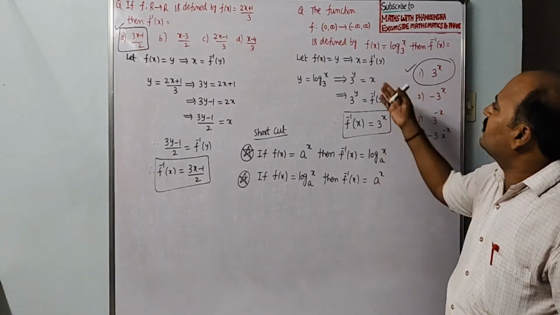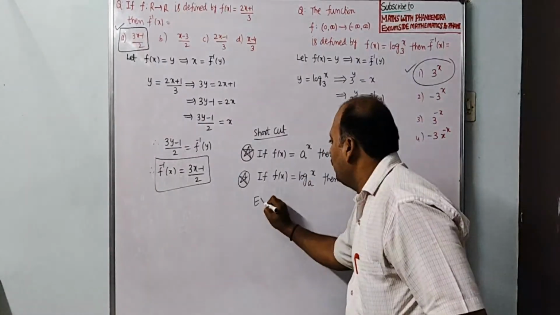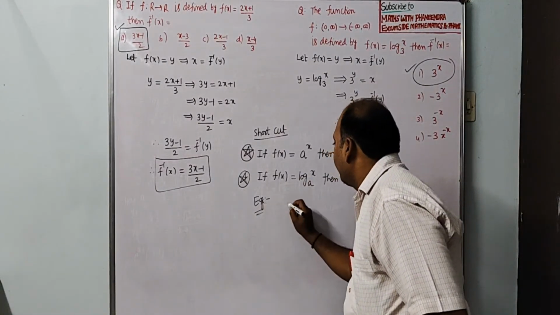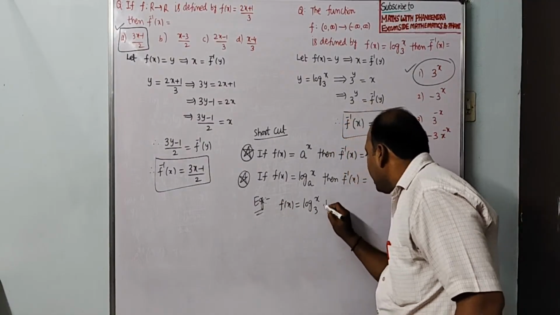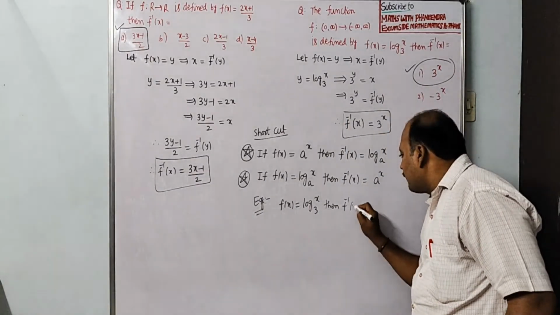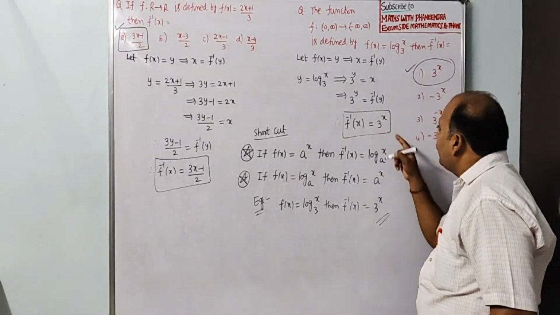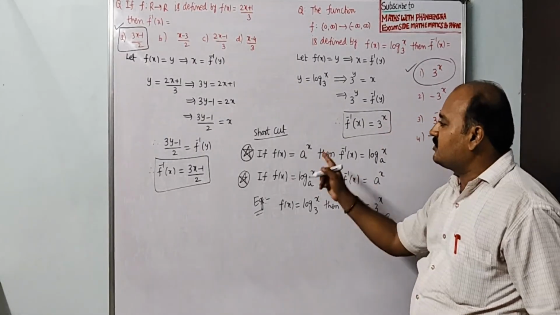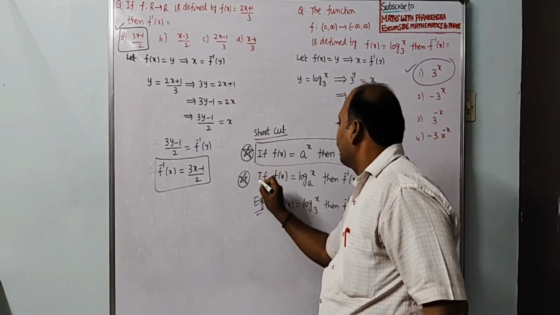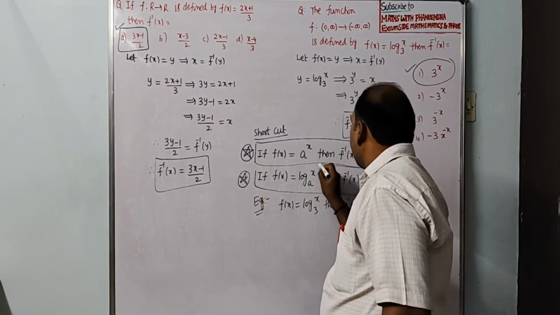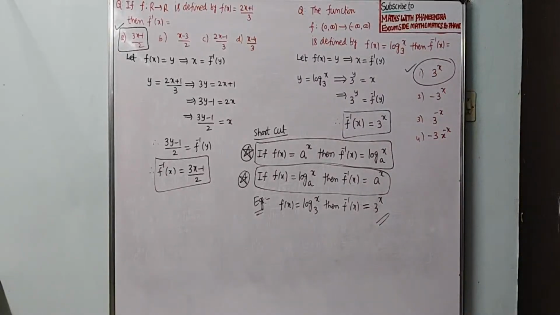Best example this only. F of x equal to log x to the base 3, no? So example, f of x is equal to log x to the base 3 now. Then f inverse of x equal to 3 power x. That's what we got as the answer by the procedure. But this is a shortcut formula. Keep in mind, dear students, and get the answer. These are the two important points. Keep in mind.